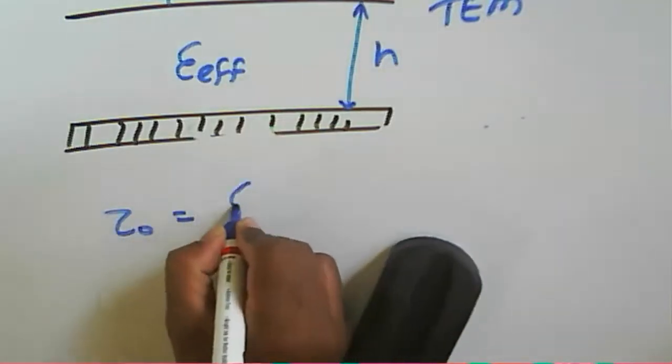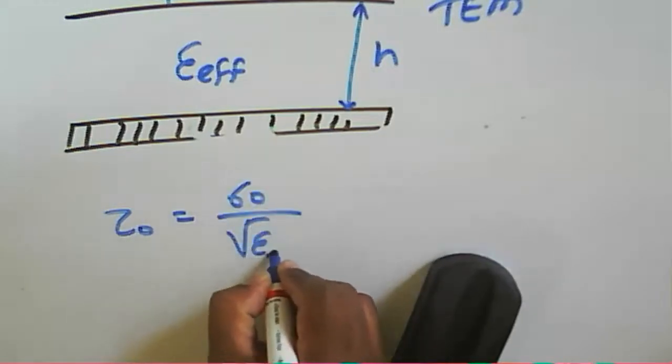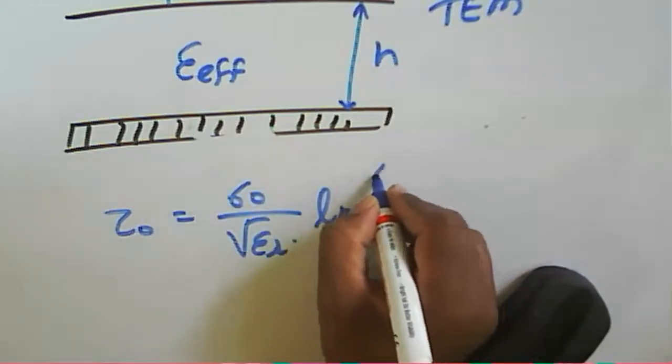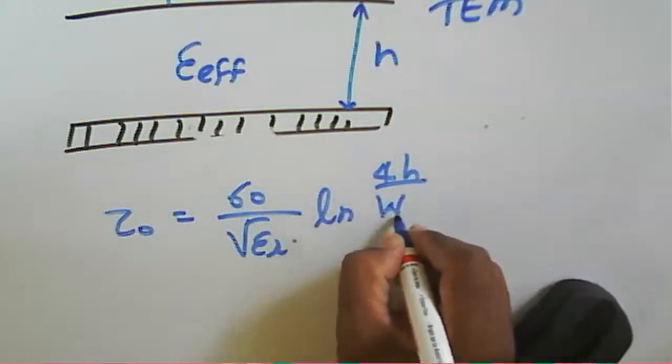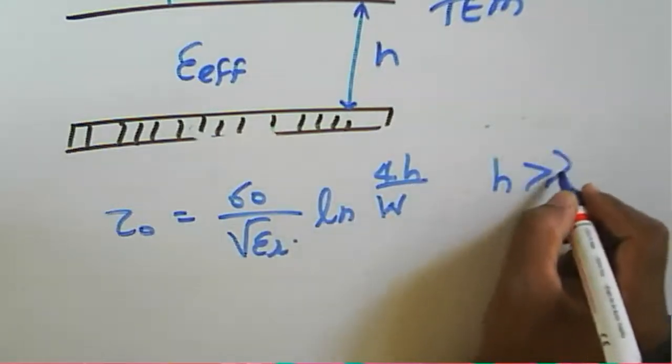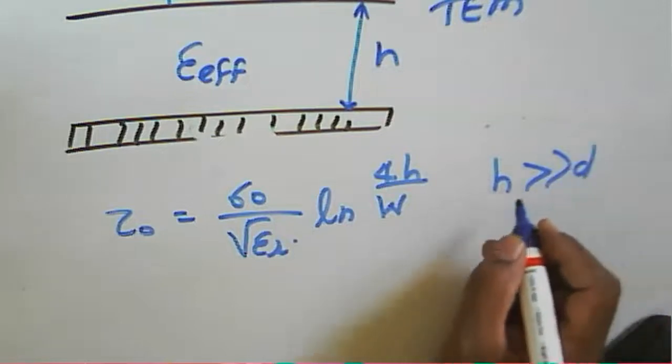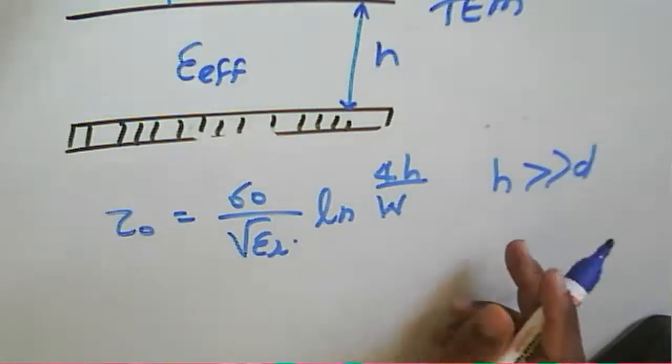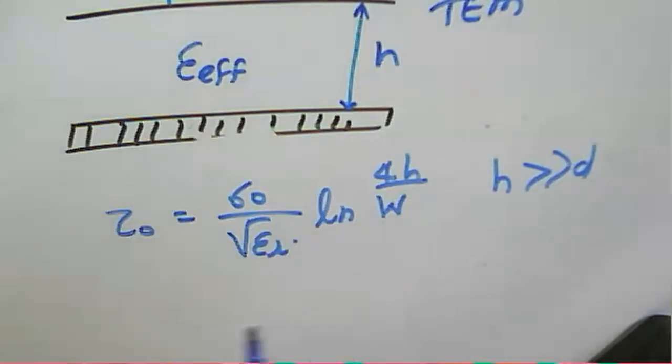Another equation we can write alternatively for the characteristic impedance: Z0 is equal to 60 by epsilon R natural logarithm of 4H by W. In that case, H is very much greater than the diameter of the wire. This one is a wire on this particular ground plane here, and H is the height of the wire from the center of the wire to the ground plane.